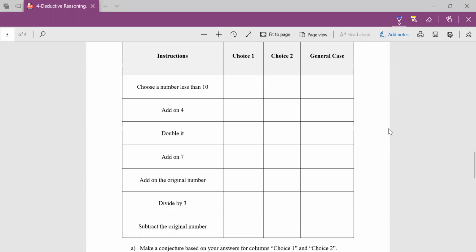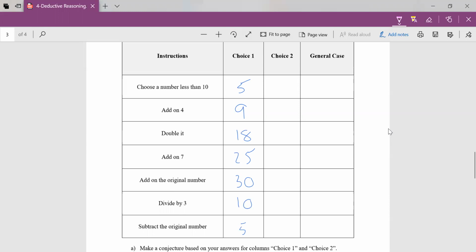Okay, let's see what you came up with for a conjecture. So it says choose a number less than 10. 5. Add 4, 9. And keep in mind what number you started with could have been different. Doesn't matter, right? Double it, 18. Add 7, 25. Add the original number, 30. Divide by 3, 10. Subtract the original number, 5. Oh, I ended up with what I started with.